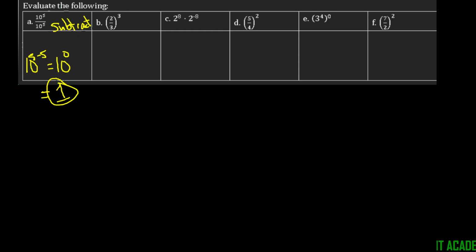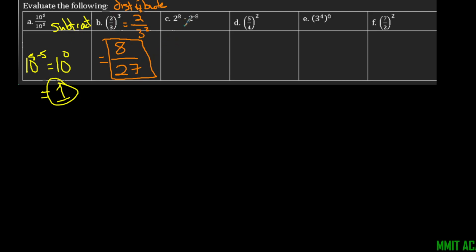And for this one, what we can say is this. We're going to take, it's almost like we're distributing that 3 to each of these. So we can rewrite it and say this is going to be equal to 2 to the power 3 over 3 to the power 3, which is equal to, 2 to the power 3 is going to be 8, and 3 to the power 3 is going to be 27. So it's almost like you distribute. All right, moving on to the next one.